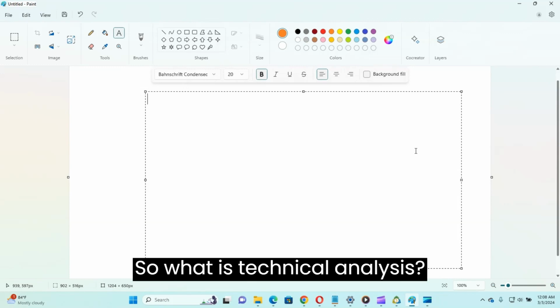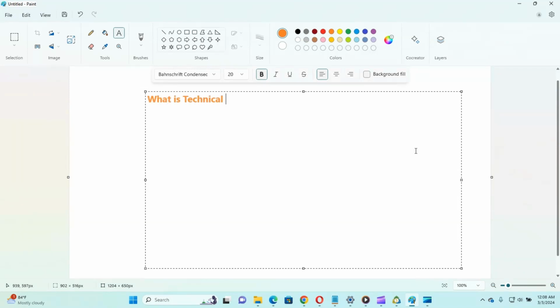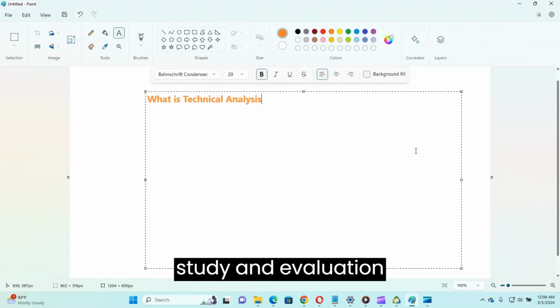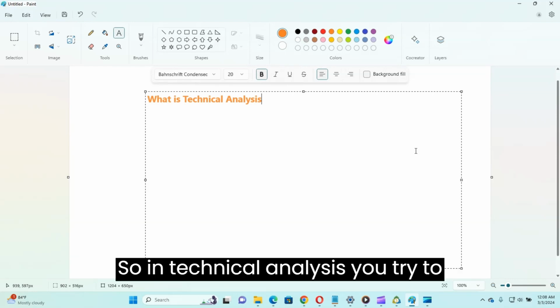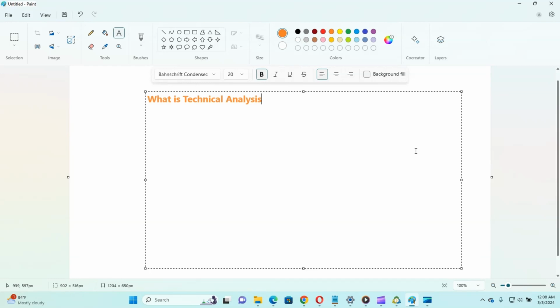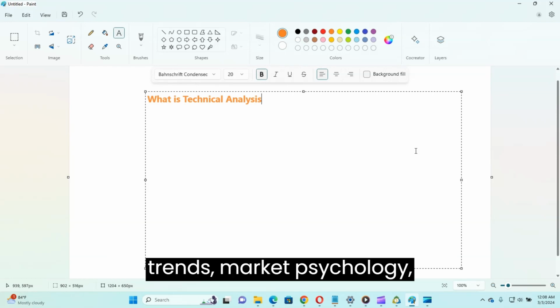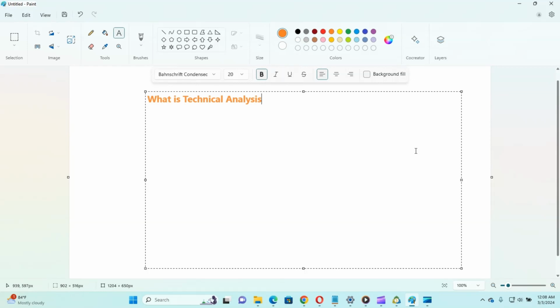So, what is technical analysis? Technical analysis involves the study and evaluation of historical market data for analytical and forecasting purposes. So, in technical analysis, you try to forecast future price movements based on historical chart patterns, trends, market psychology, demand and supply, and volume of activity occurring in the market.